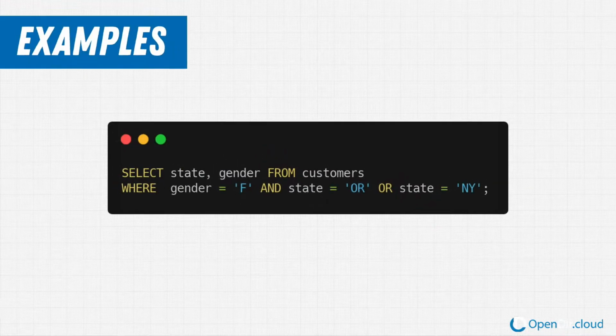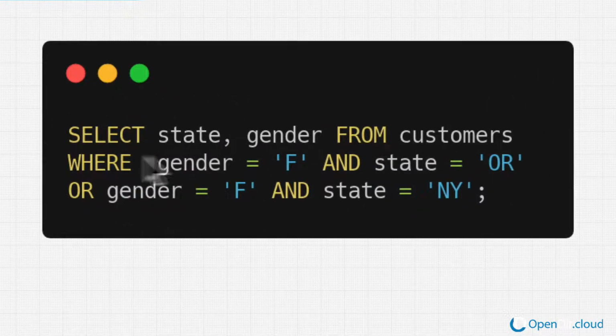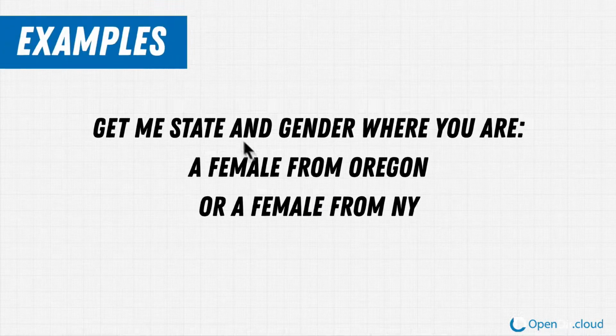So you may be asking yourself, well, what was the correct answer again? Well, if we select state and gender from customers and we say where gender is female and the state is Oregon, or the gender is female and the state is New York, well, now what we're saying is get me state and gender where you are a female from Oregon or a female from New York. Okay, that makes sense. We're clearly distinguishing the difference in the filter.